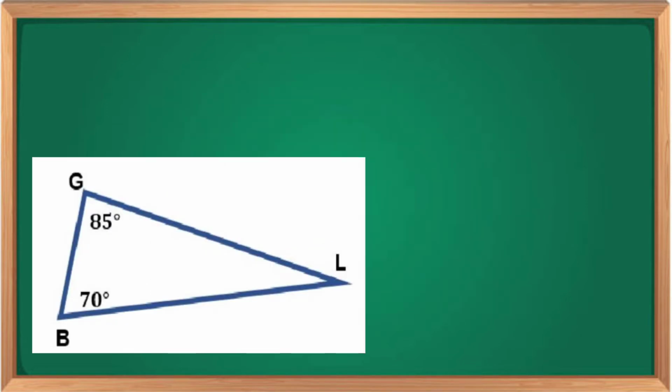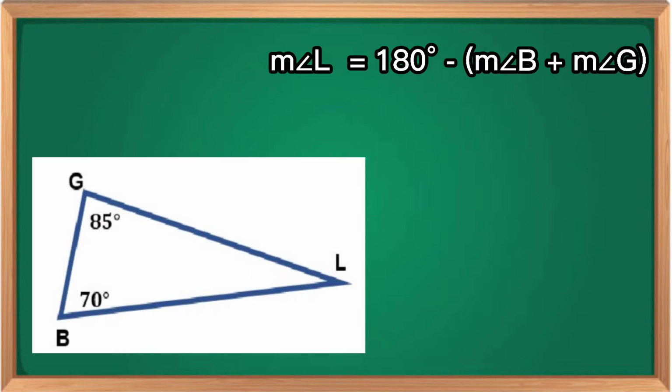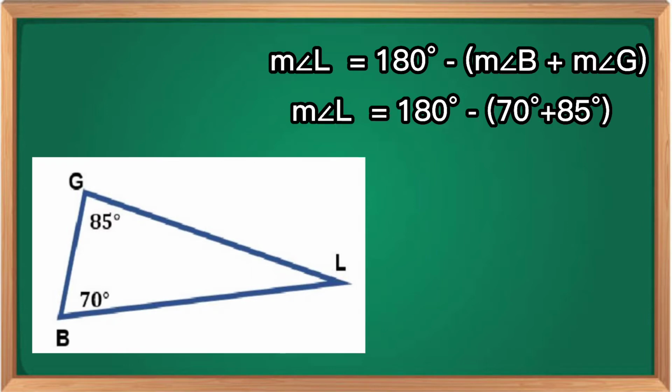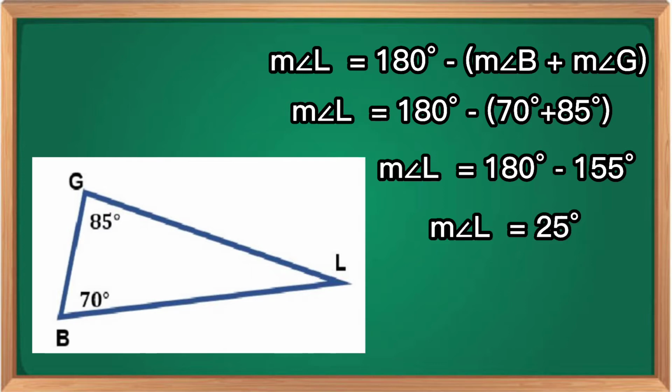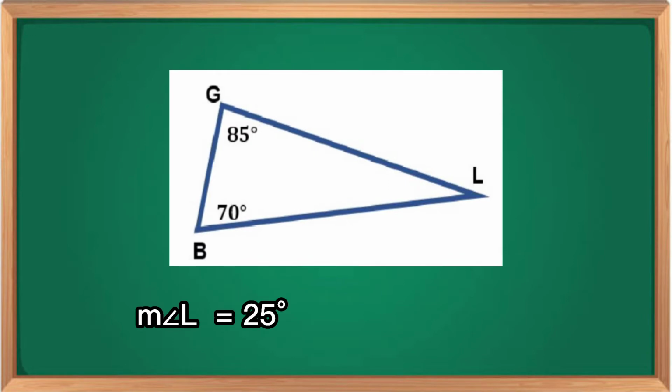To get the measure of angle L, recall that the sum of the measures of the interior angles of a triangle is 180 degrees. So, the measure of angle L is equal to 180 degrees minus the quantity 70 degrees plus 85 degrees. Now, angle L is equal to 180 degrees minus 155 degrees, and that is equal to 25 degrees. Therefore, angle L is 25 degrees.